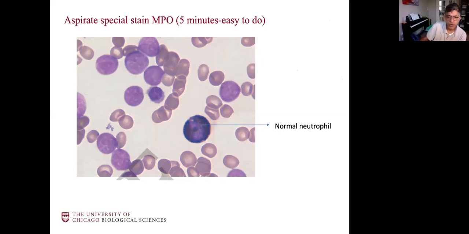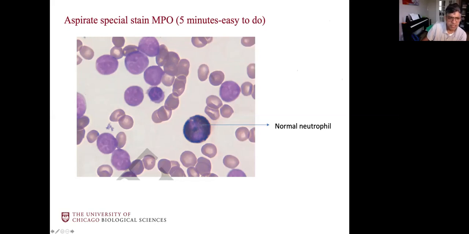And this is a normal neutrophil on myeloperoxidase. And myeloperoxidase will stain myeloid cells or neutrophils. So any cell that has these granules of myeloperoxidase is probably a myeloid cell. And you want to know if the blasts are myeloid or lymphoid. And to know that, a quick myeloperoxidase cytochemistry is useful in distinguishing this process.